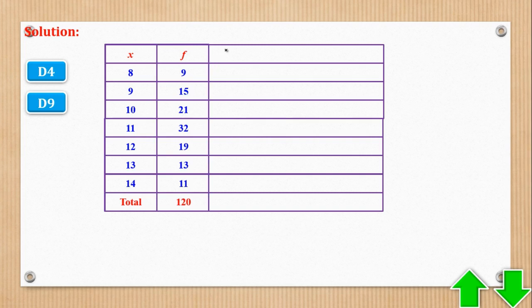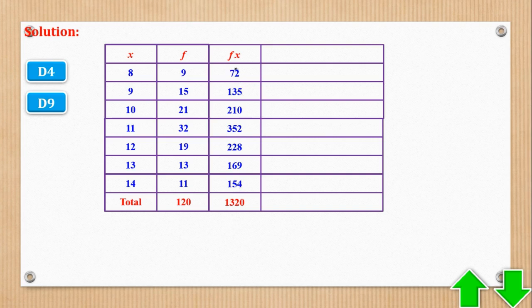Then because they asked for mean, we need a column of fx. So I have to multiply this and this to give you that, this with this, this with this, this with this, this with this, this with this, and this with this. Then I have to add up all these values to get the total. So be keen with the calculator, because some of you know the concept, but you were adding wrongly. So make sure you add carefully so that you don't lose marks.